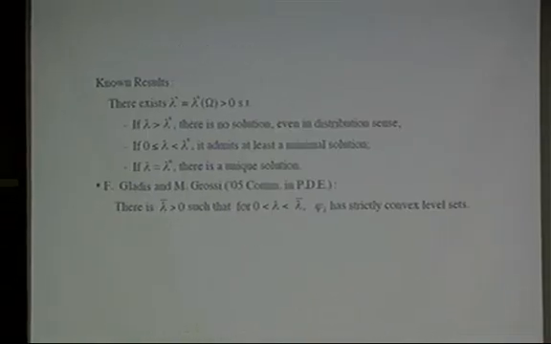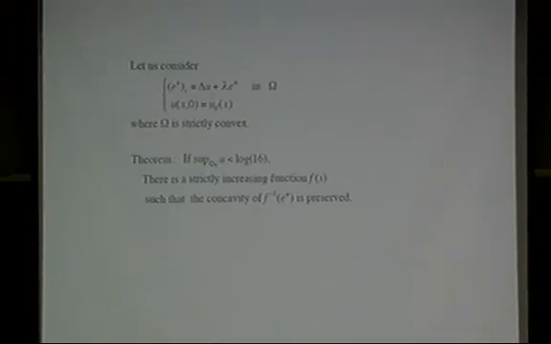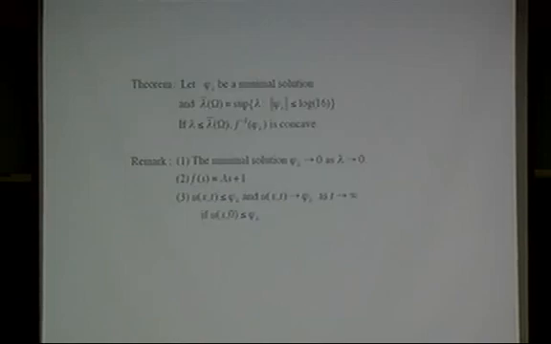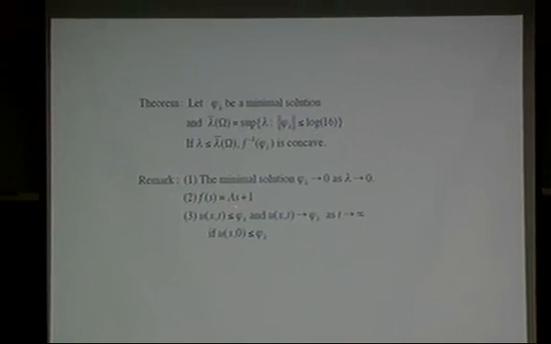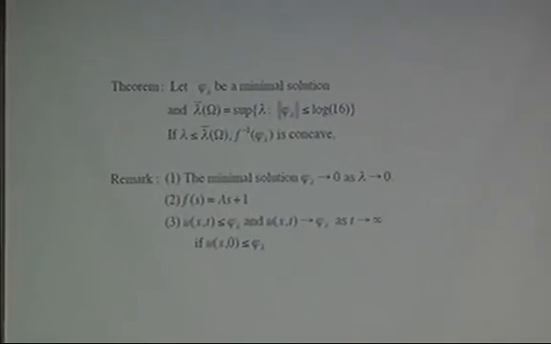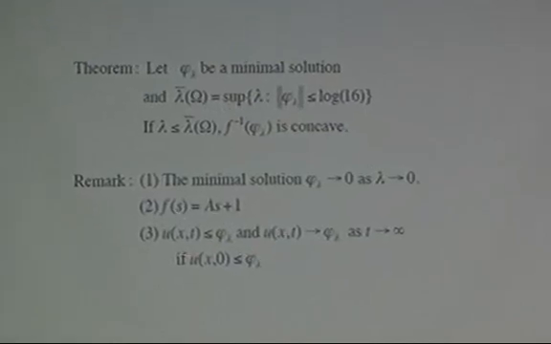Okay. So then I choose the largest lambda so that the height is smaller than log of 16. Then if lambda is smaller than this one, we have this concavity. And this f is actually a very simple linear function. Also, one of the important things is the following. If you choose your initial data smaller than this minimal solution, then this parabolic solution cannot cross this elliptic solution. It's a kind of upper bound.